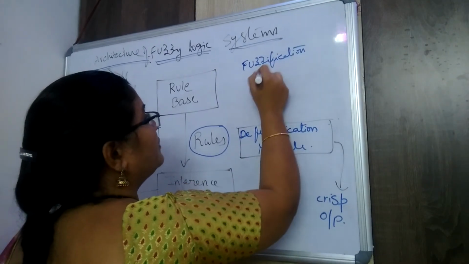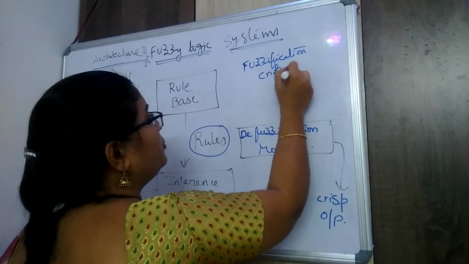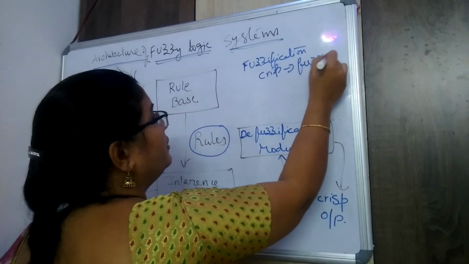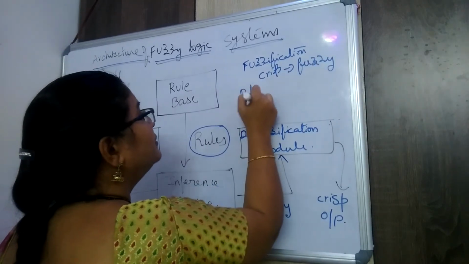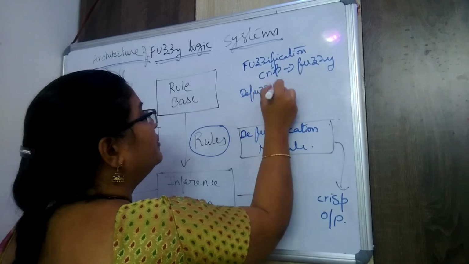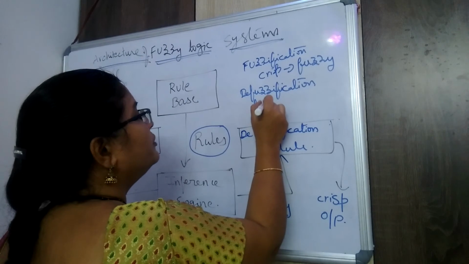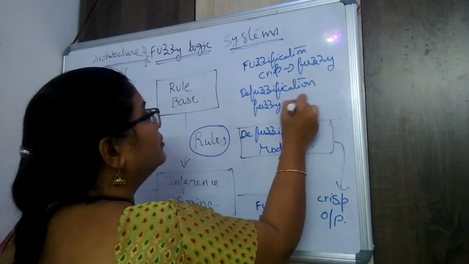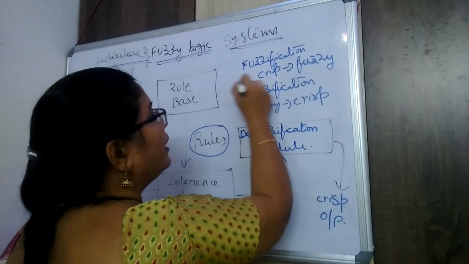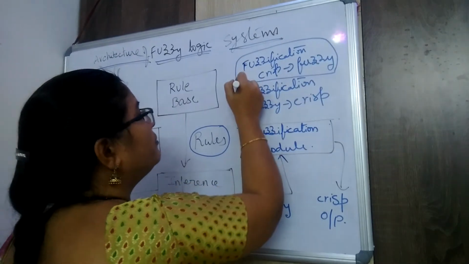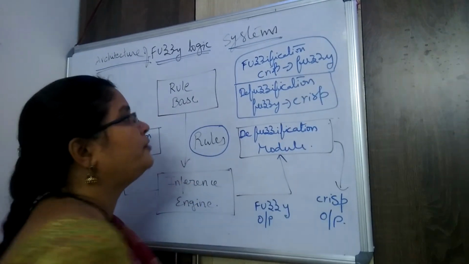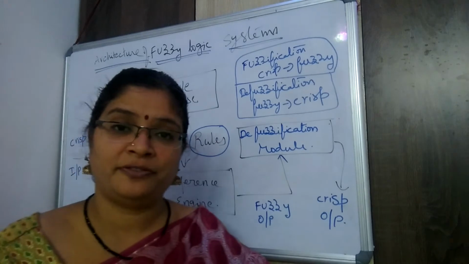Fudgification is termed as crisp to fudgy and defudgification is termed as fudgy to crisp. Like that, we are having specific definitions of the fudgification as well as the defudgification.